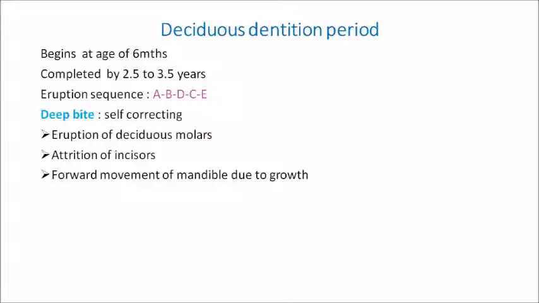Another important feature of this period is that there will be a deep bite. In the initial deciduous dentition period there will be a deep bite, but it is a self-correcting malocclusion. It's not a malocclusion that has to be treated. When you are seeing a 3-year-old girl or boy with a deep bite, you need not do any treatment for correcting that, because that deep bite is quite normal during the deciduous dentition period and it is self-correcting. So how does it correct by itself? It corrects by the eruption of the deciduous molars, attrition of the incisors, and finally due to growth, because as growth happens there will be forward movement of the mandible, so the deep bite gets corrected by itself.